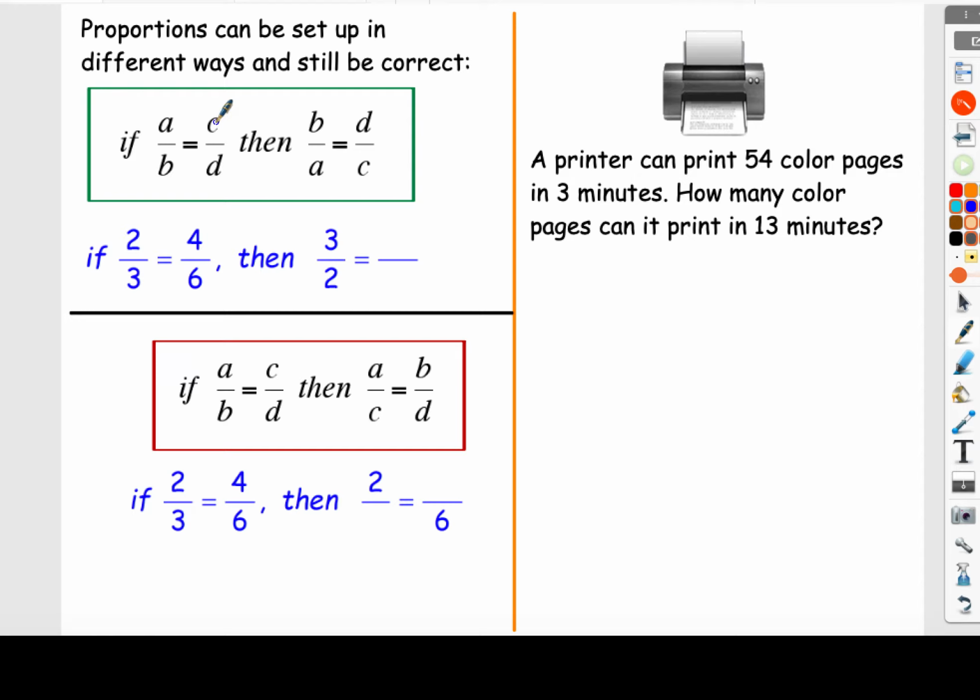Well, doesn't it just make sense I can flip over the other side as well? If C is to D, then D is to C. B is still related to D on the bottom. Now it's related to D on the top, right? A and C on the top, A and C on the bottom.